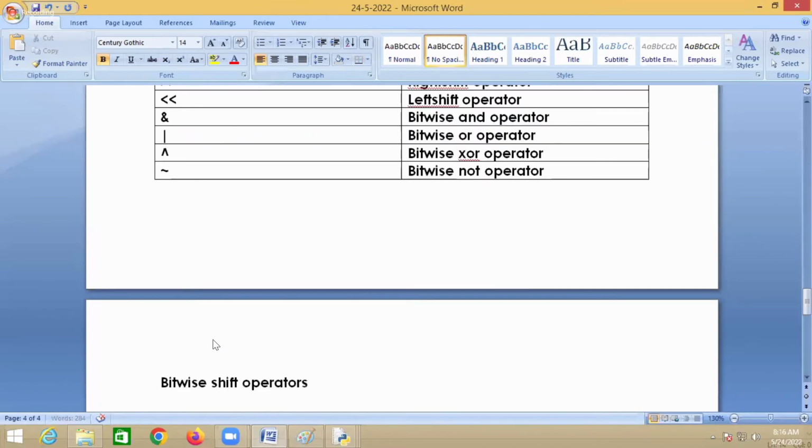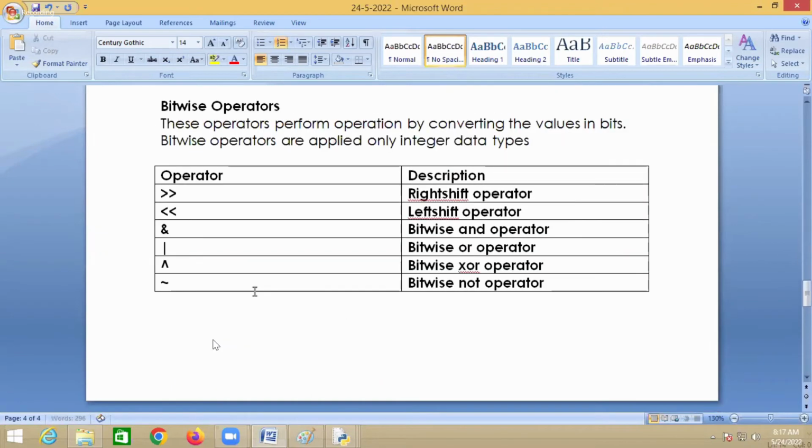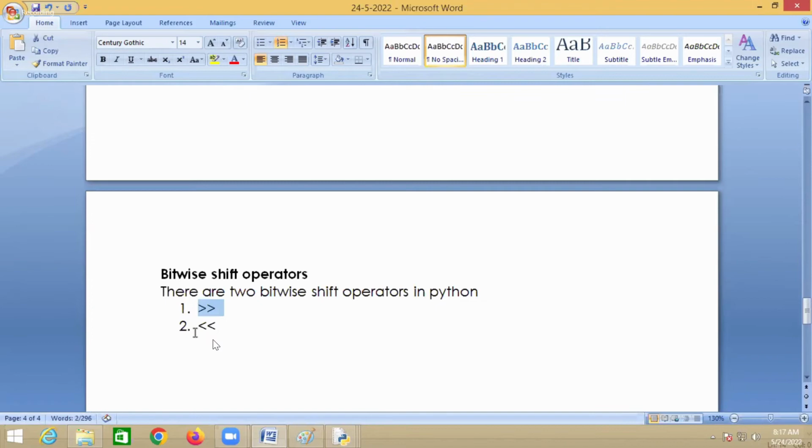There are two bitwise shift operators in Python. One is right shift and one more is left shift. How many bitwise shift operators are there? Two. One is right shift and one more is left shift.